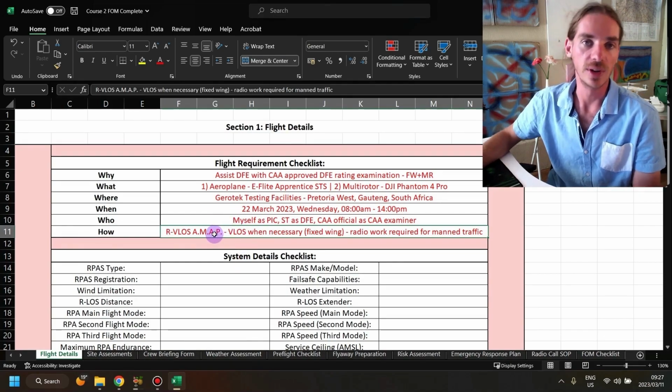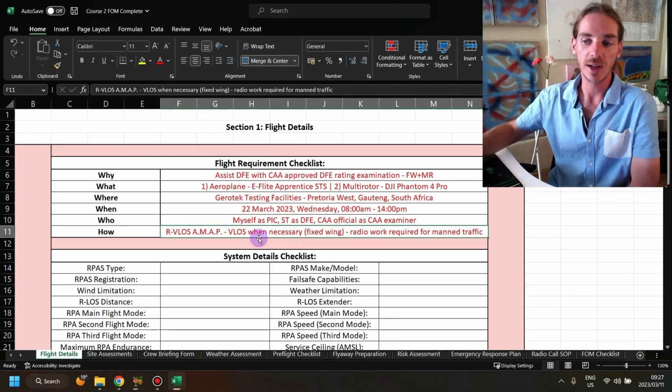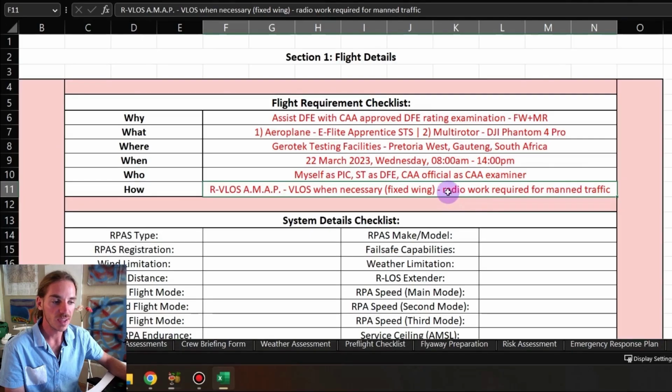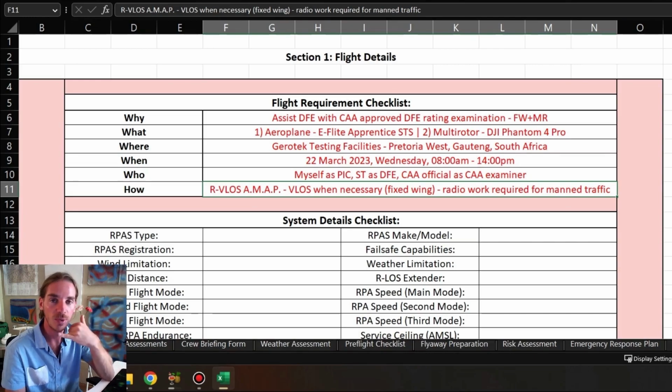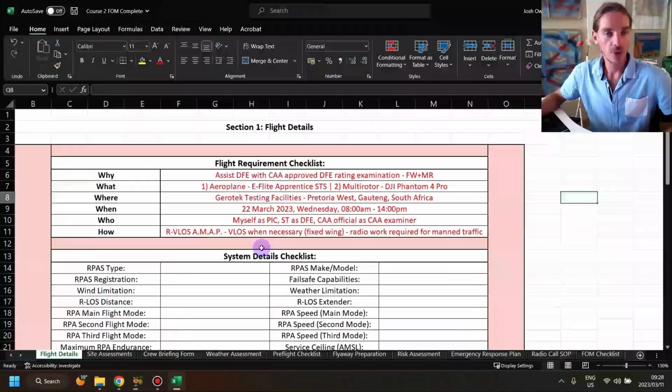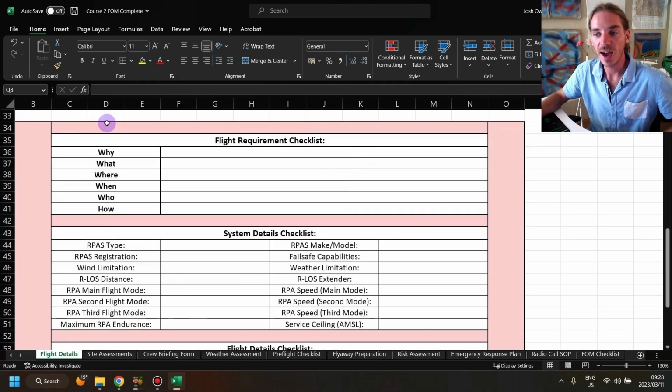VLOS is your general flight rules. It's the flight rules that you're allowed to fly once you have a pilot's license. And because of this, I've made a note that my radio work will be required for all the manned traffic around. I will have to have a charged radio, I will have to have it on the right frequency, and I will have to speak on the radio every 5 minutes. If I'm flying a fixed wing and it's in amongst other manned aircraft, I'm probably wanting to be on the radio every 5 minutes.